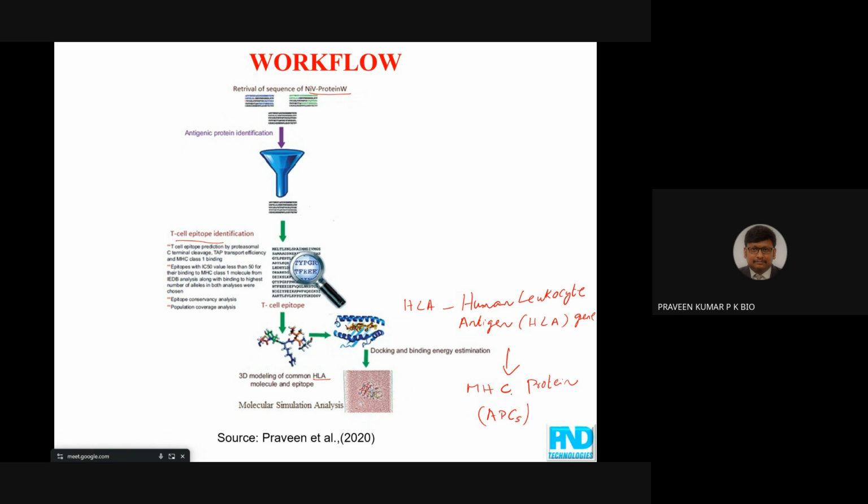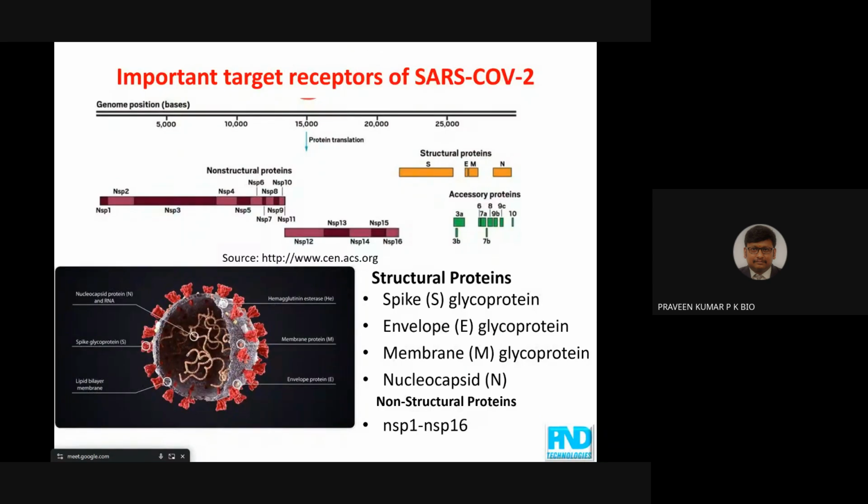So what I did is we discovered an epitope from a virus, in this case Nipah virus W, and we tried to dock it with the surface receptor of the human HLA molecule, that is, the MHC protein. Then, after finding the binding patterns and energy score from the software, we finally go with molecular simulation analysis to check the stability. To check the binding affinity, we go with docking, and to check the stability, we go with molecular simulation.